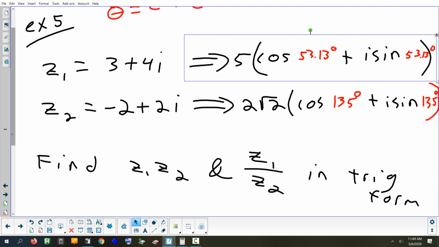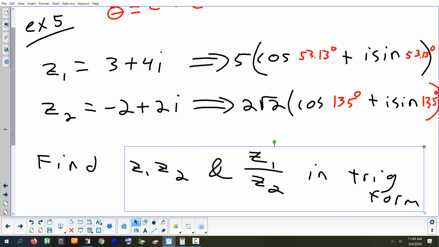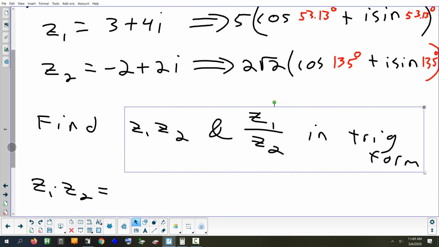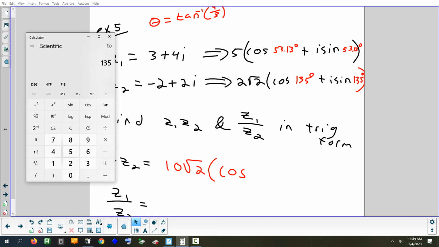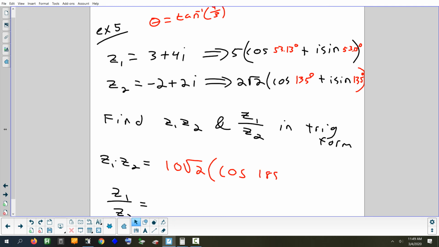Now I want to take z1, z2, and multiply them together. Old way, I would be foiling 3 plus 4i and -2 plus 2i. Now we're going to do it the new way. When I do z1 times z2, what's going to be my new radius? 10 square roots of 2. And what am I going to do with the angles that I have? Add them. 135 plus 53.13. Done. That's the whole problem. No i squareds to change to -1s. Nothing. That's all you got to do. 188.13. Cosine 188.13.